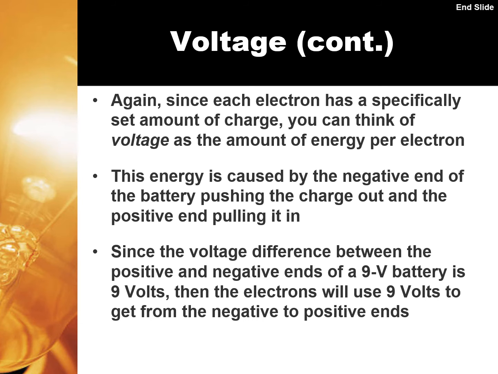Now, since voltage is the potential difference from the positive end to the negative end of the 9-volt battery, and that's 9 volts, then that means the electrons are going to lose 9 volts of energy per unit of charge from one end to the other, from the negative end to the positive end. Now you can think of that as gravitational potential energy.